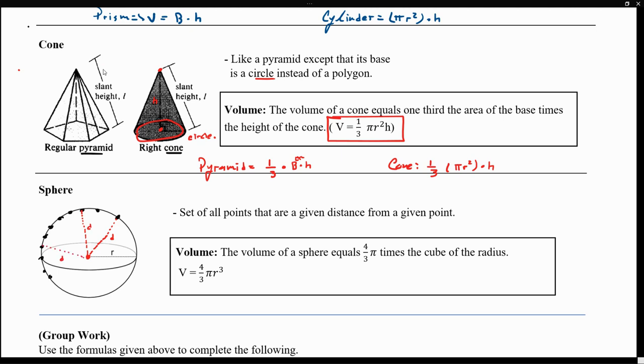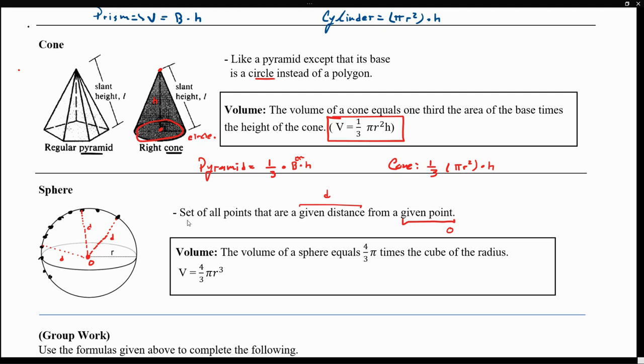So this is what we're trying to say here by saying the set of all points that are a given distance, which in this case, our given distance is d. So they are a given distance from a point where, at least in this illustration, our point is, let's call it O, which is the origin of the sphere.